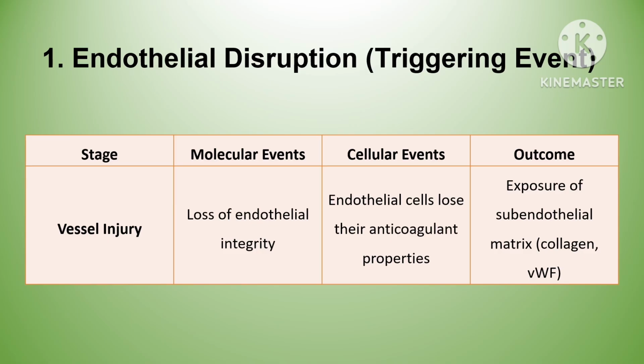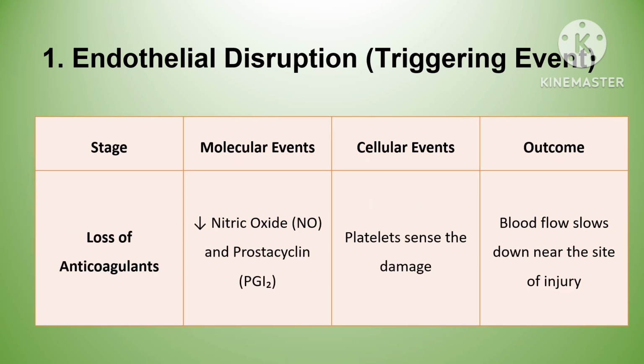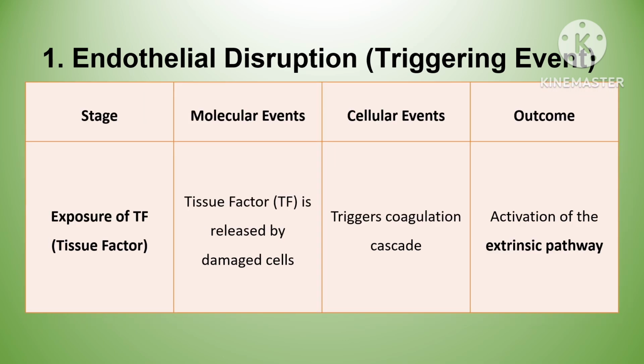However, when the endothelium is damaged, the subendothelial matrix is exposed, triggering a series of reactions. First of all, there is exposure of collagen and von Willebrand factors to the circulating platelets. Endothelial cells lose their anticoagulant properties, allowing clotting factors to become activated, and this marks the beginning of hemostasis.